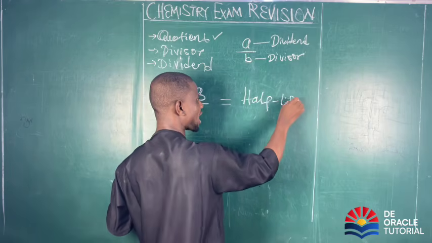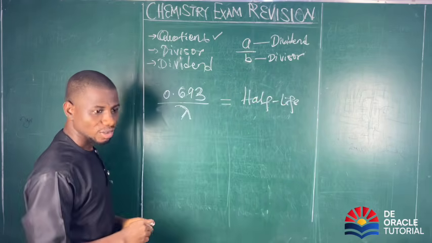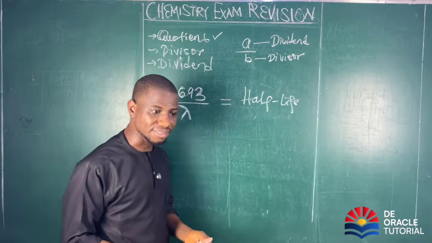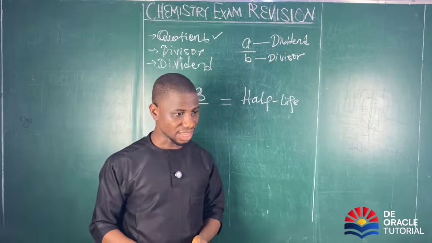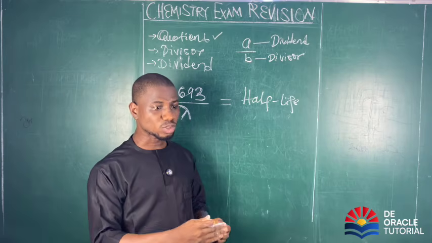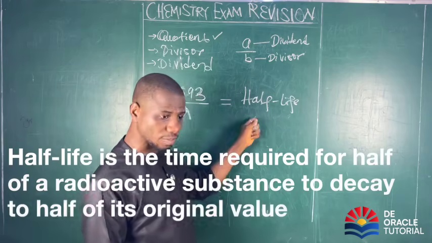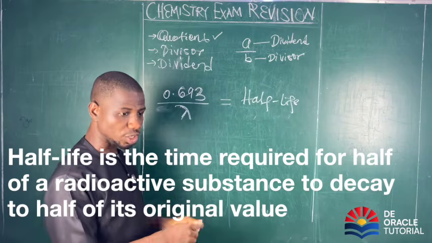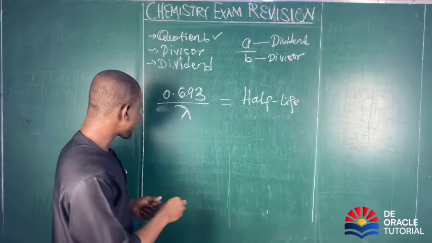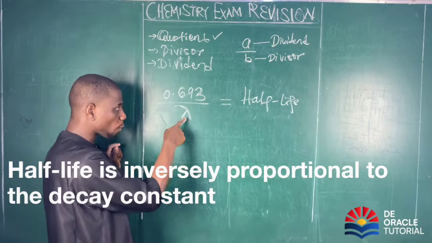So what is the half-life? Half-life simply means the time it will take for a radioactive substance to decay to half of its original value. So you can say that half-life is inversely proportional to the decay constant.